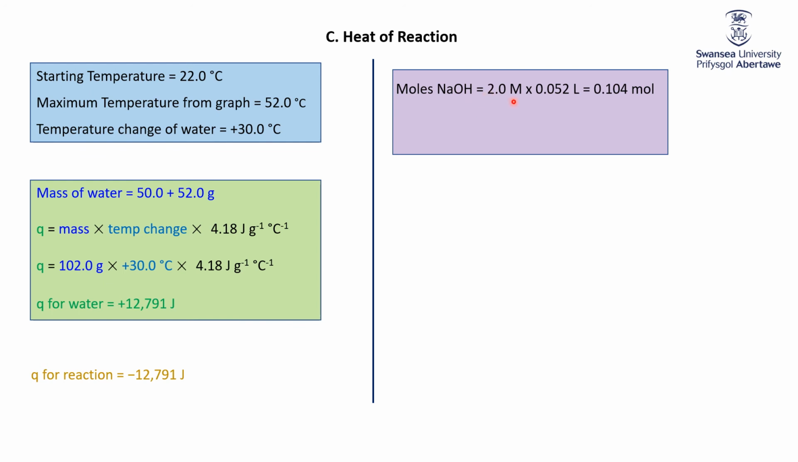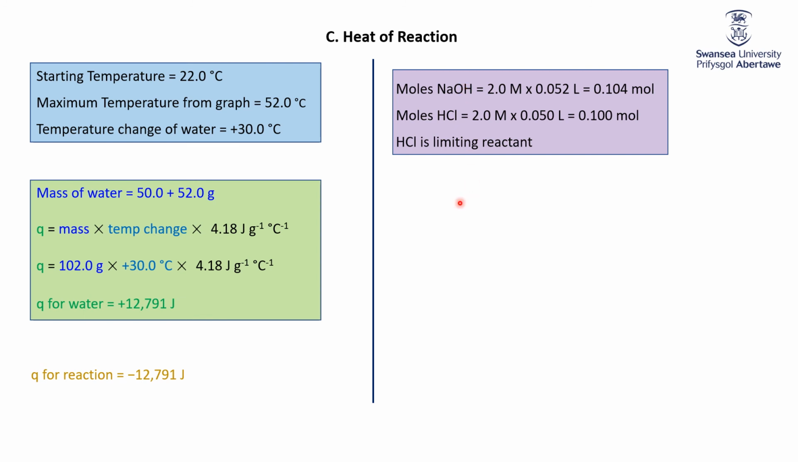We took 2 molar NaOH and we took 0.052 liters, right, 52 milliliters. So we had 0.104 moles of sodium hydroxide. We had 0.05 liters, 50 milliliters of HCl. Again, it was 2 molar, so 0.1 moles of HCl. Now it's a 1-to-1 reaction, so therefore the HCl is the limiting reactant. So we used 0.1 moles of HCl for this reaction. We'd have had some sodium hydroxide left.